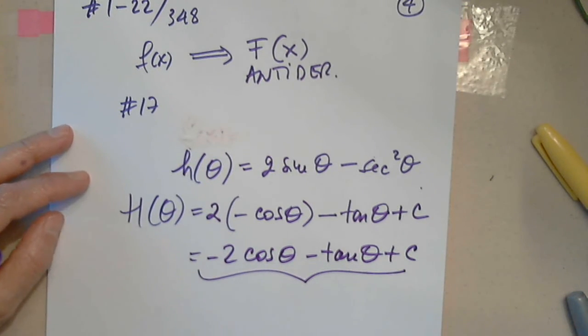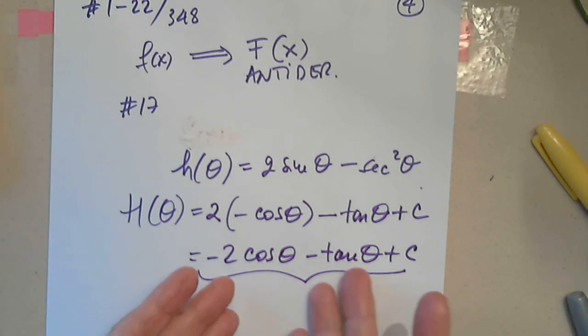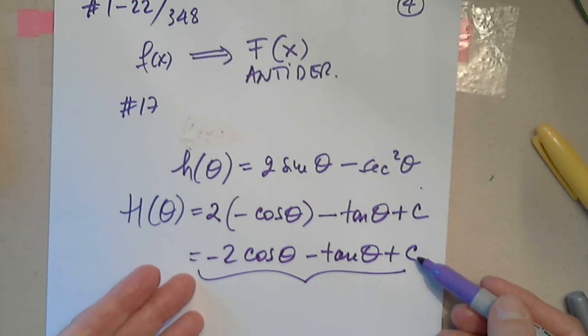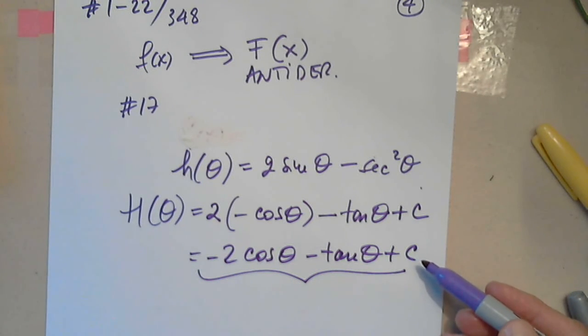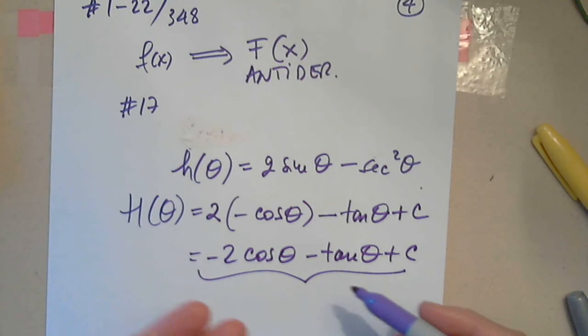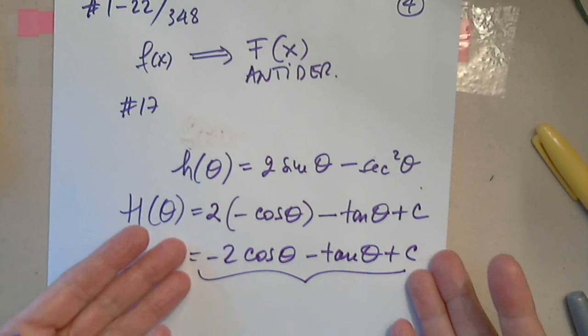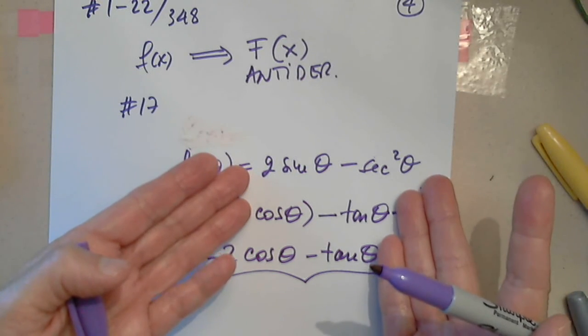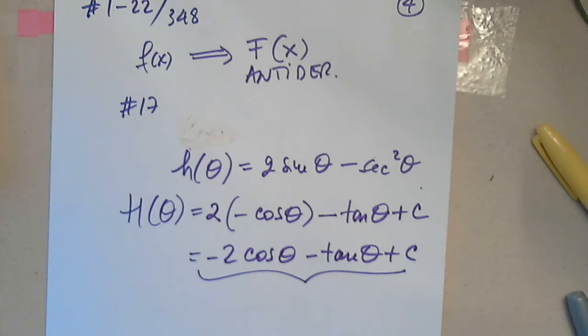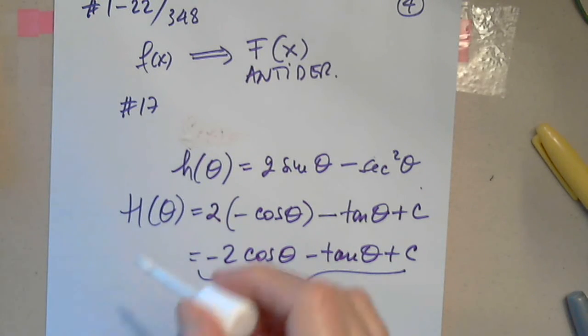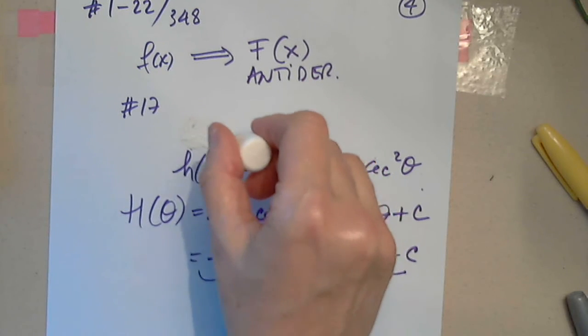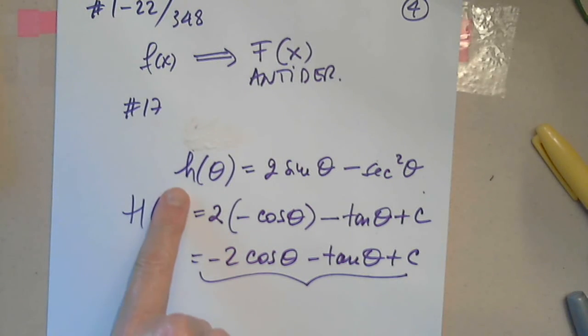This is a family of functions. All these functions for any c, it can be 0, it can be negative 5, negative 1500. So there are infinitely many functions because this can be any real number. So all this family of functions has the same derivative, 2 sine theta minus secant squared theta. So this is called the most general antiderivative of lowercase h of theta.